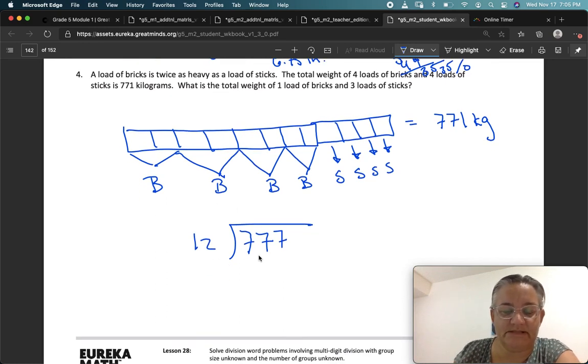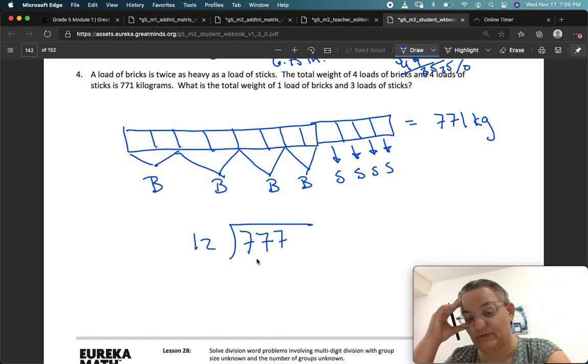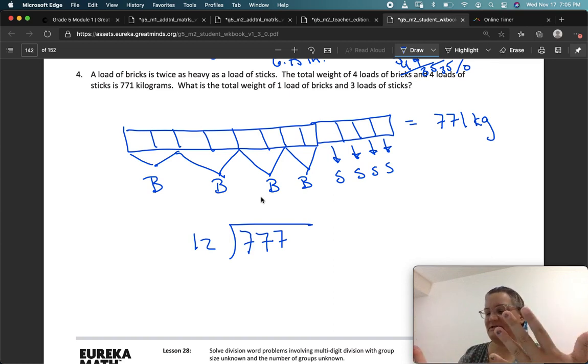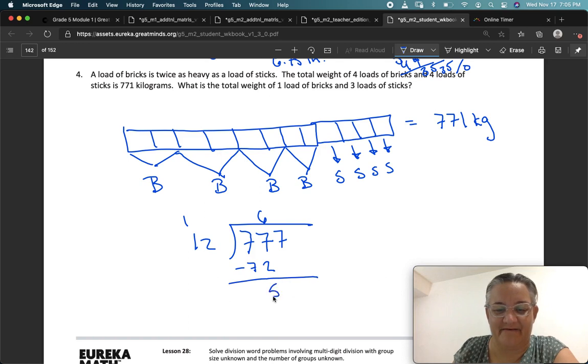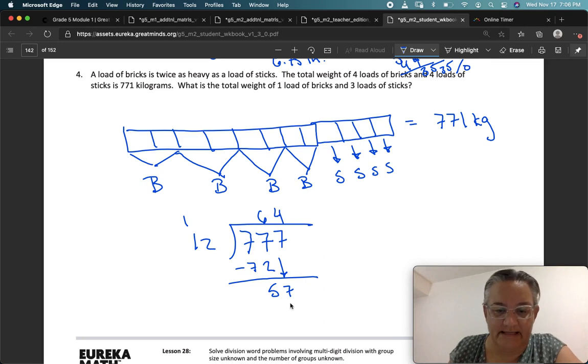Okay. 12 goes into 77 how many times? Well, 12, 24, 36, 48, 60, 72 is 6 times. Let's try that. Okay. And then I have 5 here and 7 here. And 12 will go into 57 how many times? 12, 24, 36, 48, 60. Won't go into 60, so let's go back to 4. And that is 48. Then I have 9 left over, and I'm going to add a decimal place and a 0.